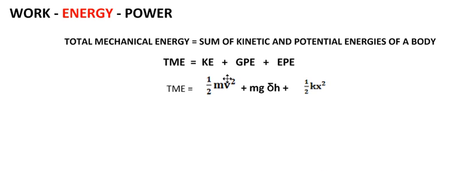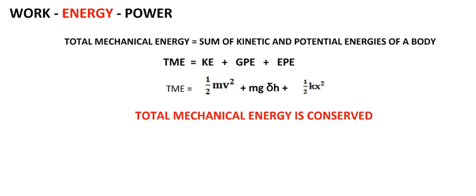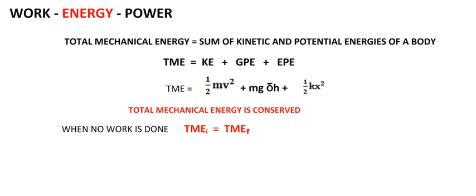We can therefore put the equation forms for kinetic energy, gravitational potential energy, and elastic potential energy, which can also take the form of a half Fx. Now, the important thing about mechanical energy is the fact that the total mechanical energy of a body is conserved. Conserved means that it is neither lost nor created, but remains the same. In the case that no work is done, so that no energy is added or removed from the system, then the initial total mechanical energy will be the same as the final total mechanical energy.